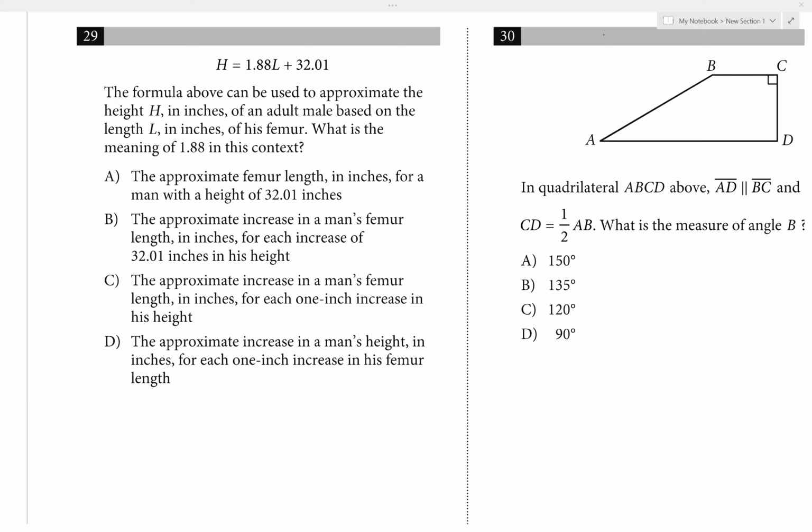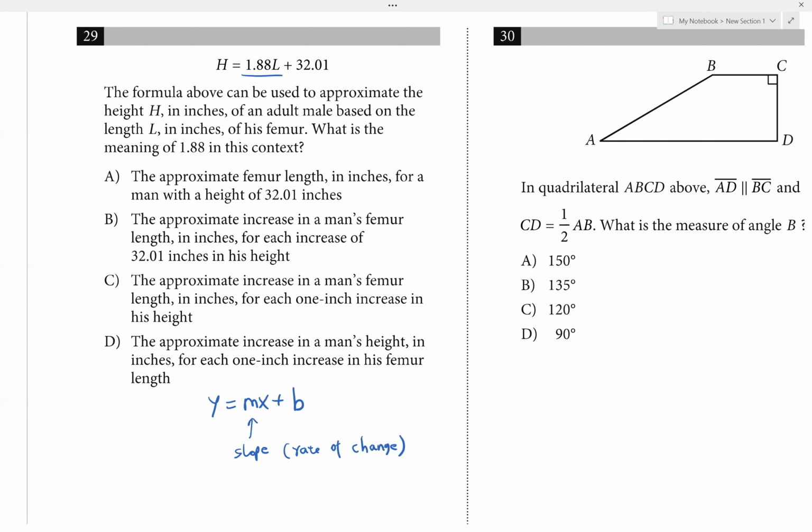So what we have here is the 1.88. If you think about this equation, it is in the slope-intercept form of a linear equation. Okay, y equal to mx plus b. So the 1.88 is actually the slope, right? Because that's the number in front of the variable. So in this case, 1.88 is the slope. And in a word problem or a modeling question like this, the slope is always representing a rate of change. Okay, so it tells us as the x value increases by 1, how much does the y value change?